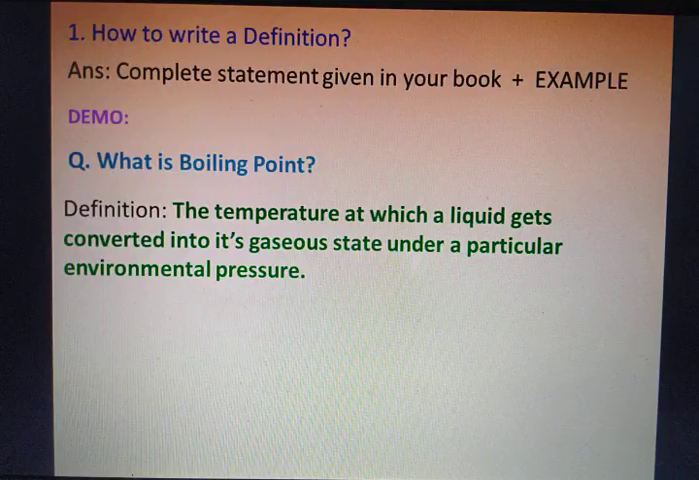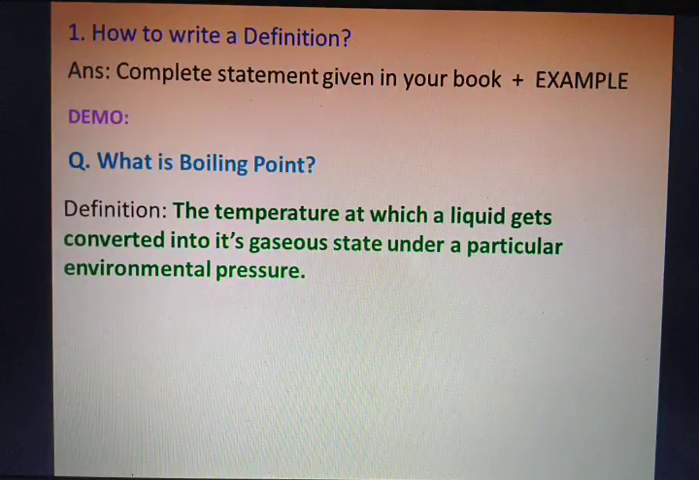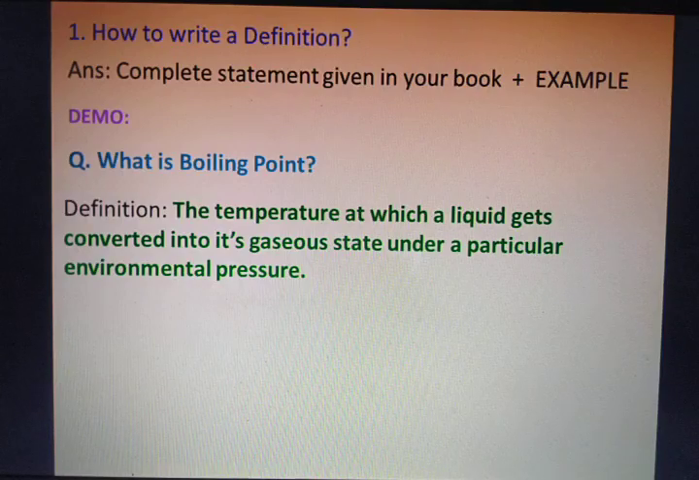So first, what you are going to do is write the word definition. Before that, you may write answer on the left hand side before the margin of your exam papers. After that, definition, give a dash or colon sign, whatever you feel like. Then: the temperature at which a liquid gets converted into its gaseous state under a particular environmental pressure. Clear? That means over here the keywords are when a liquid gets converted into its gaseous state.